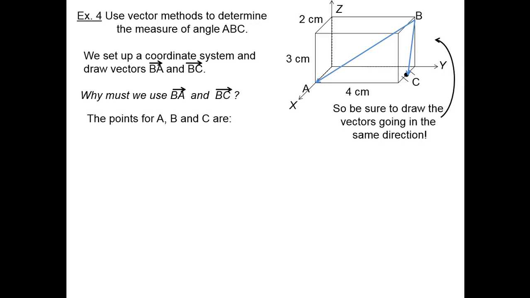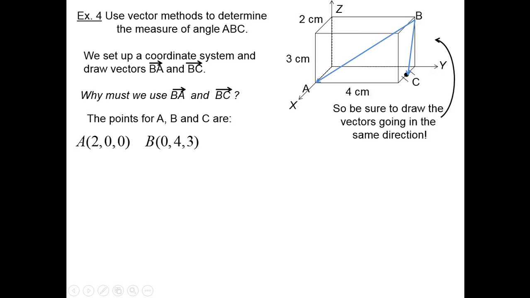Okay. So let's come up with coordinates for points A, B, and C. So A would be 2, 0, 0. Make sure you see that. It's on the x-axis. So the x direction is 2 units, but the y and the z are both 0. Coordinates for B. It's in the zy plane, so the x direction is 0, the y direction is 4, and the z direction is 3.